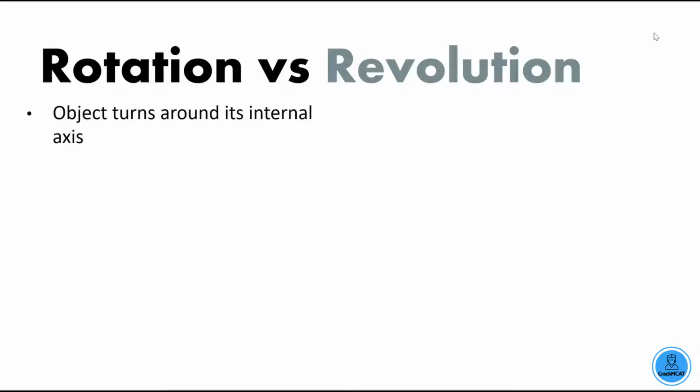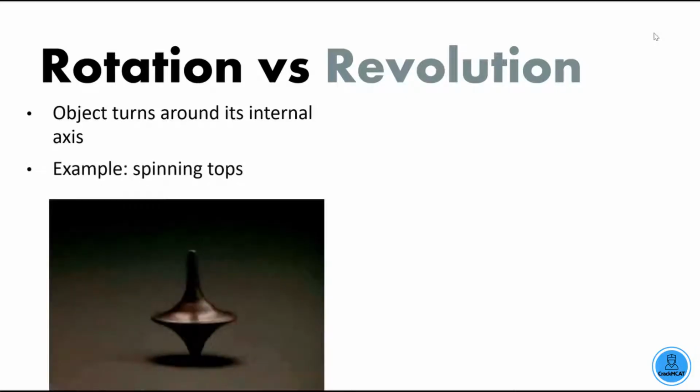Rotation is when the axis of rotation is within the object itself. An example of this is a spinning top, because you can see that the spinning top is rotating about its center, which is touching the ground.